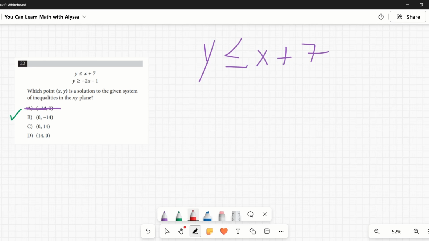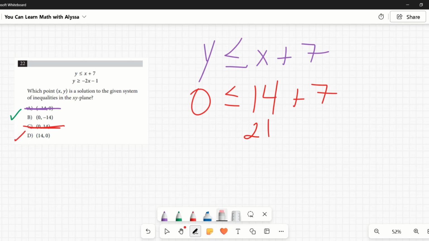All right, C, 0 and 14, 0 for x, 14 for y. Is 14 less than or equal to 0 plus 7 or 7? No, 14 is greater than that, so C is out. And then last but not least, we have D, where x is 14 and y is 0. Is 0 less than or equal to 14 plus 7? Yeah, 14 plus 7 is 21. 0 is less than or equal to that, so it could be D.